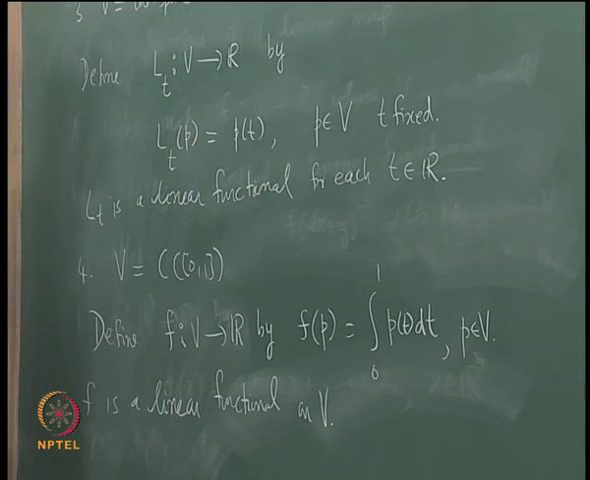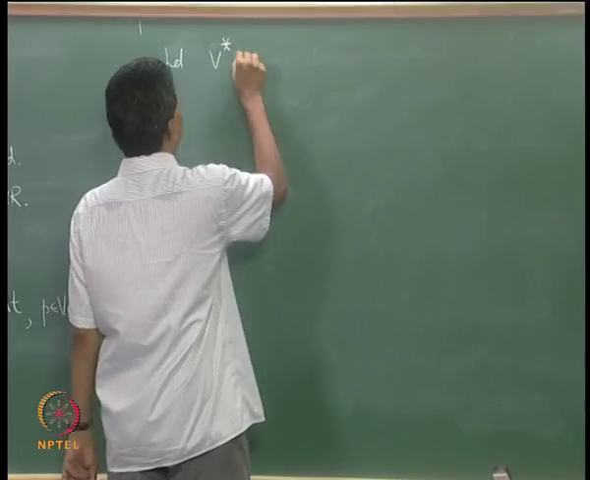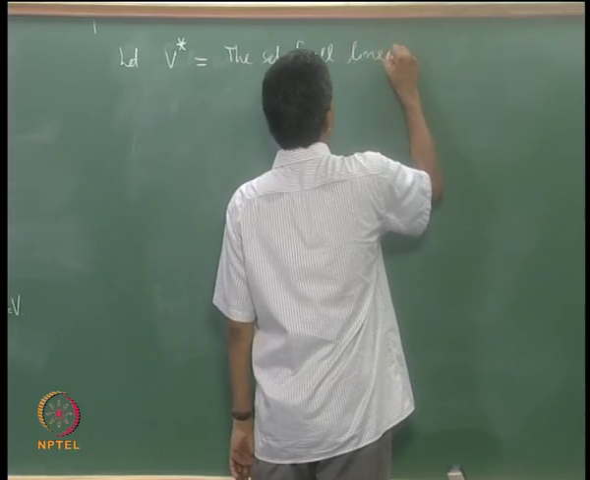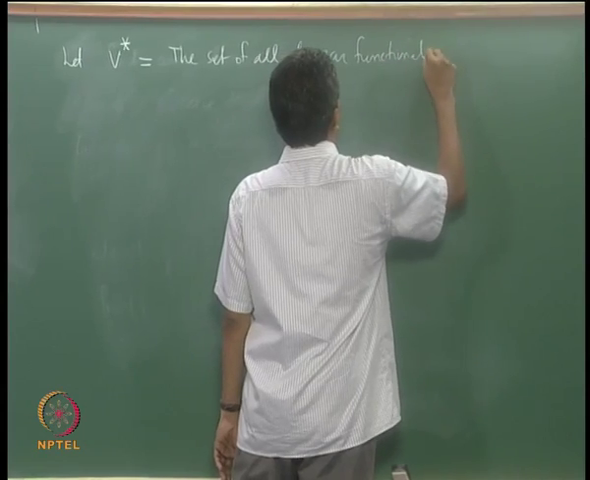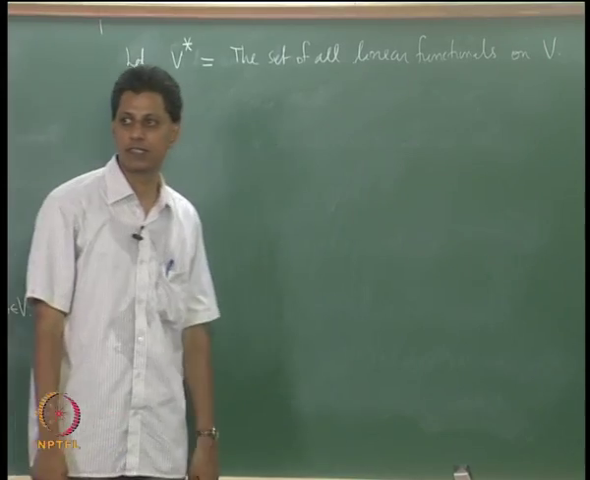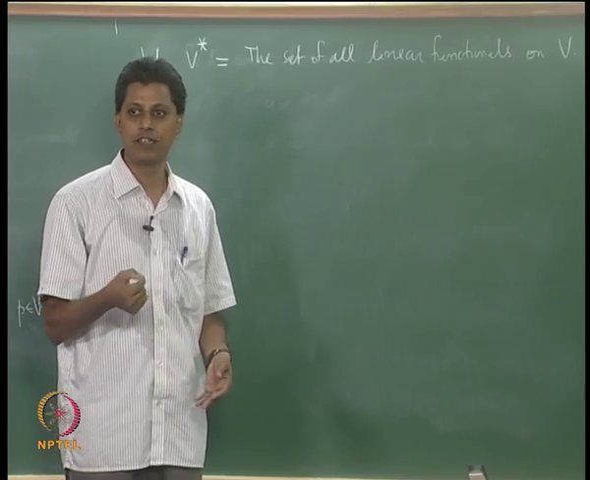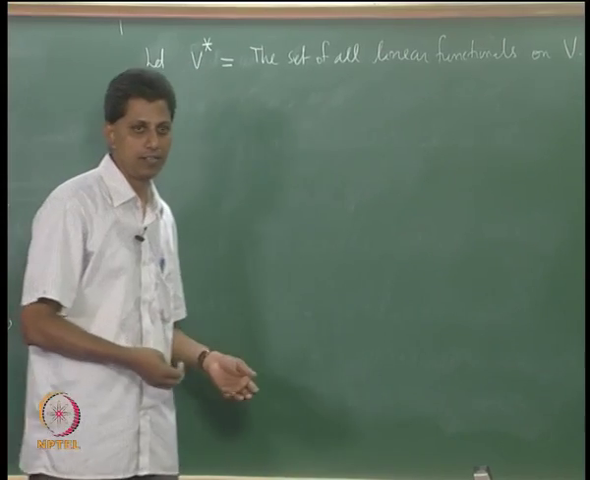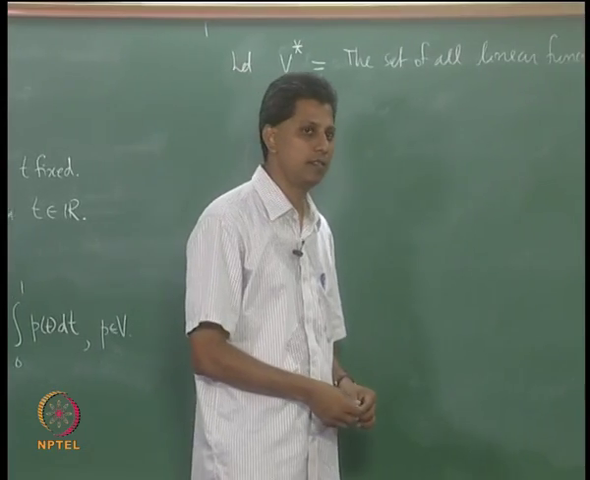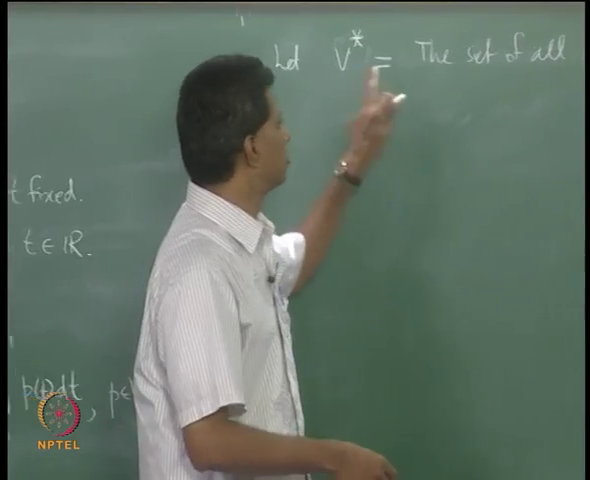Okay. Now let us look at the collection of all linear functionals. Let me use the notation V star. Let V star equal the set of all linear functionals on V. Now remember that if V and W are vector spaces, then the set of all linear transformations from V into W forms a vector space, and we have also determined the dimension when V and W are finite dimensional. So the set of all linear functionals is a vector space because it is a particular case of a linear transformation. The codomain space is the underlying field. So V star is a vector space.